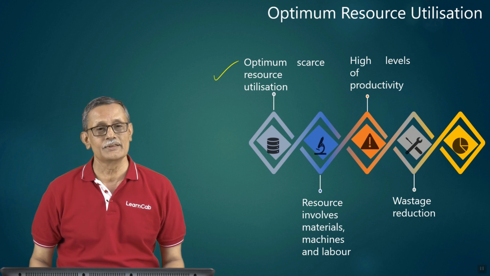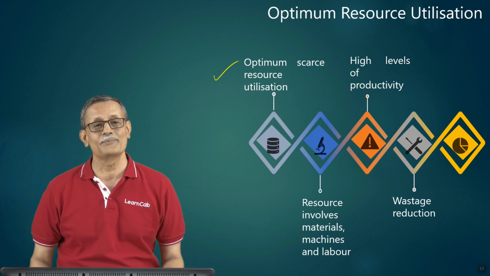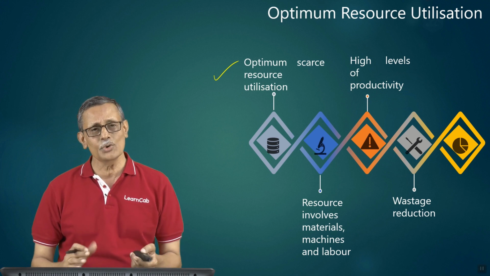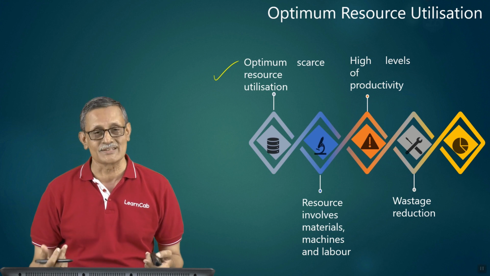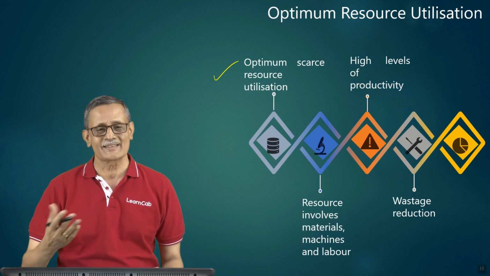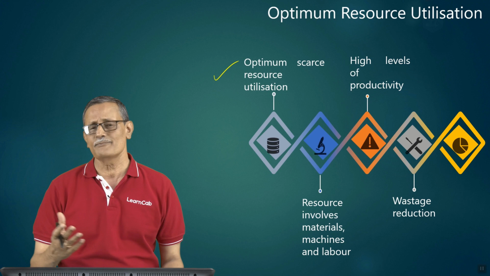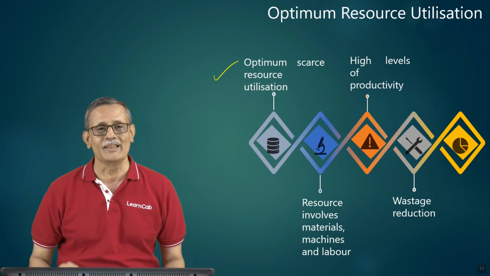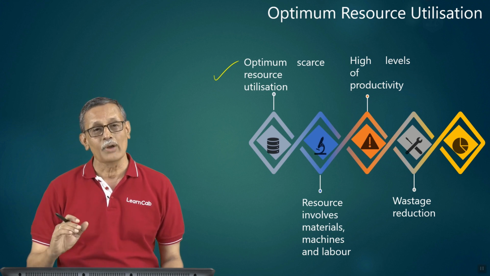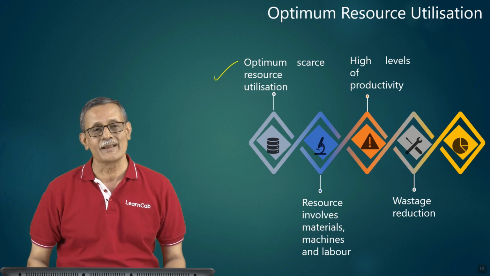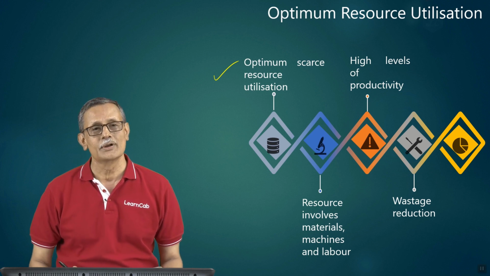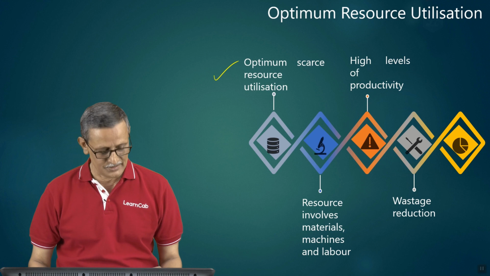Wastage reduction. This is also a very important step in operations management. Many times we find that unknowingly a lot of resource gets wasted. It goes as scrap into the yard, and scrap value is very low compared to product value. So our design should be such that wastages are reduced to the maximum possible extent.